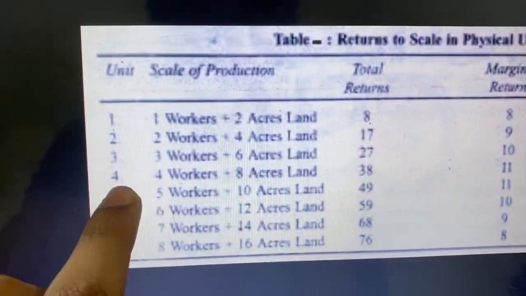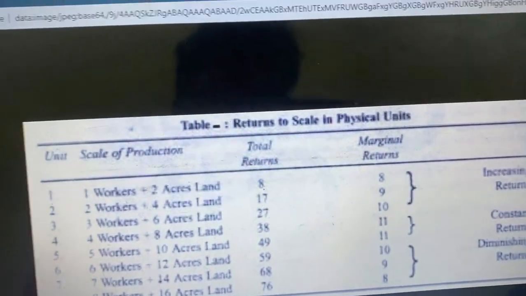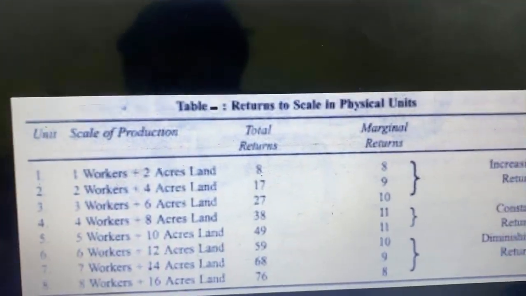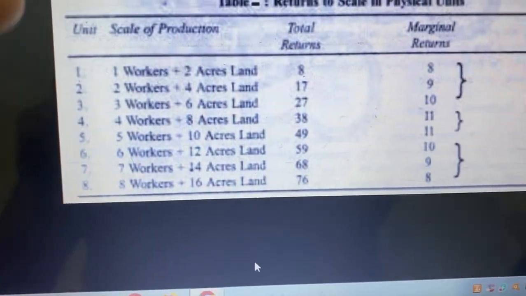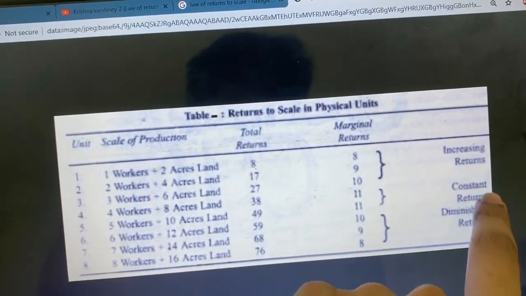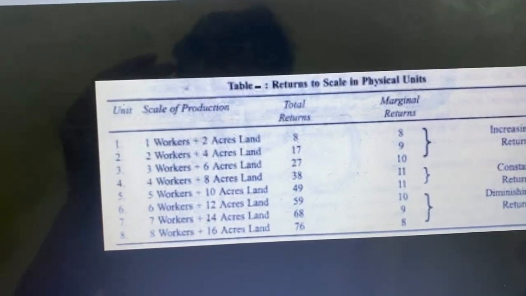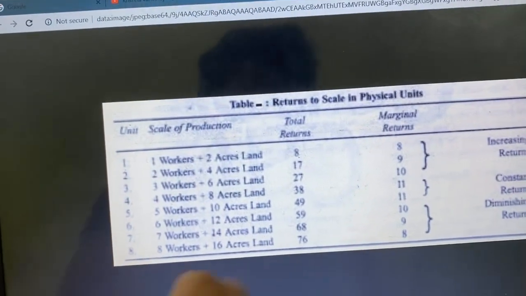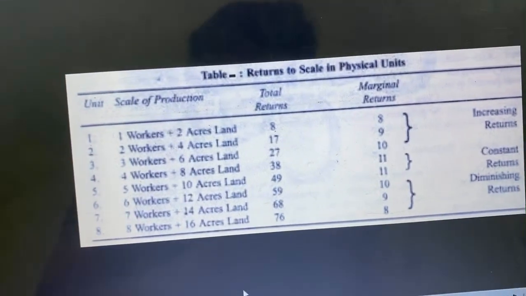You keep on increasing these, and the marginal returns get decreased towards the end. This is also called the law of diminishing returns, but now the law of returns to scale states that there are 3 phases: increasing, constant, and decreasing. It does not necessarily mean that as you keep on increasing the scale of production, the marginal returns keep on increasing. After a certain point, they hit their peak and they start decreasing.